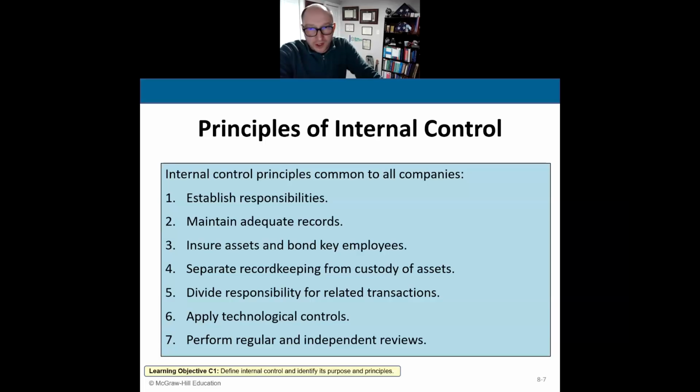Separate record keeping from the custody of assets. Here's what that means. The person counting the cash should not be the same person that received it. Okay? The person counting the cash should not be the same person that received it. Here's what I mean by that.